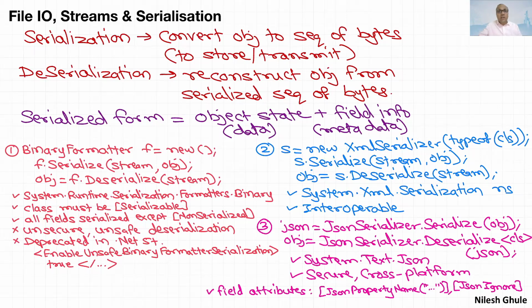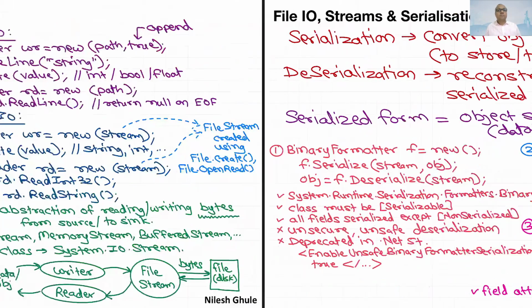As you go ahead with web technologies, you will typically use REST APIs, and REST APIs send and receive data in JSON format. When you get JSON from a REST API, you can again use the same JsonSerializer.Deserialize method to read the data back. So this concludes our file IO lecture.